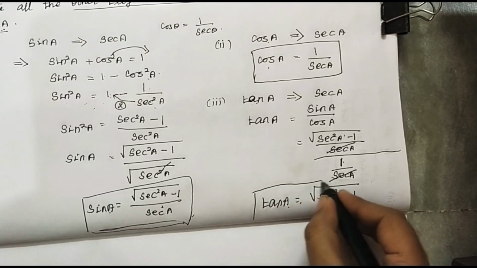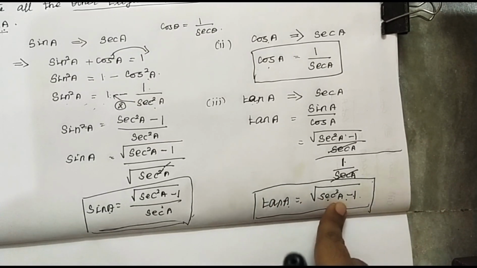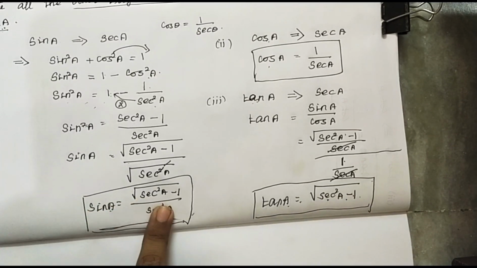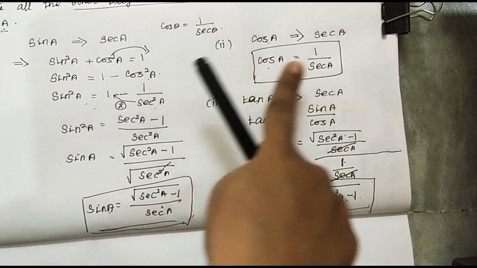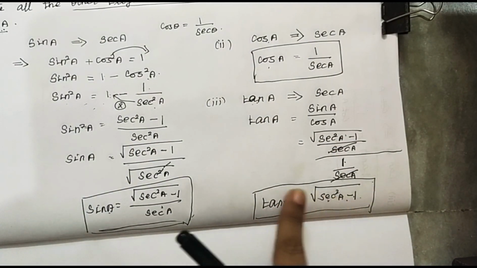So tan A trigonometric ratio we changed in terms of secant A. Here sin A in terms of secant A we changed. Cos A in terms of secant A we changed. Next tan A in terms of secant A we changed.